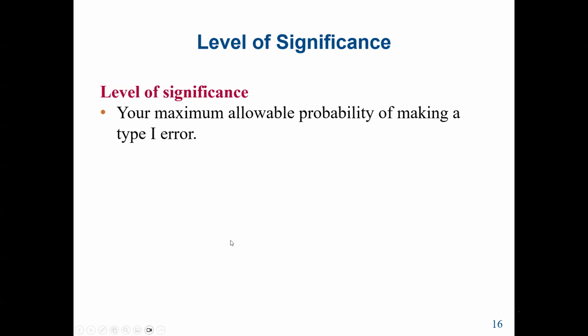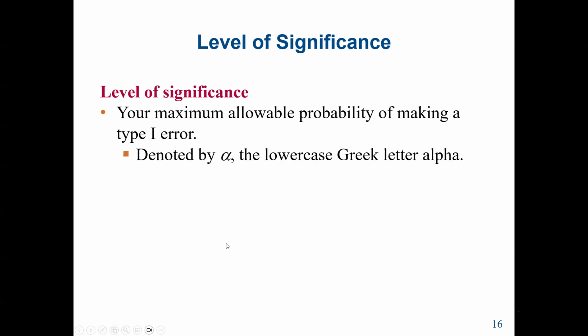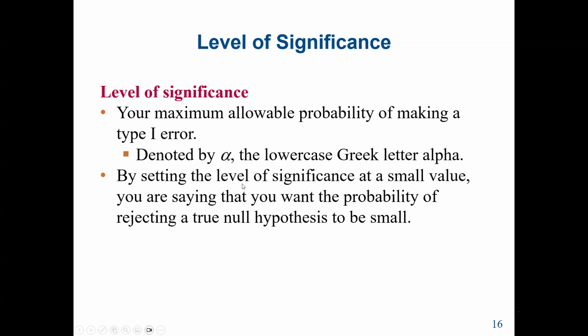Now, we use the symbol alpha. Most textbooks use the symbol alpha. So by setting the level of significance at a small value, we are saying that you want the probability of rejecting the true null hypothesis to be small.